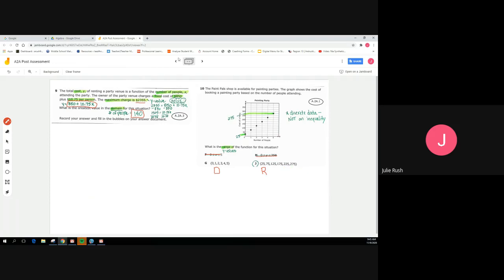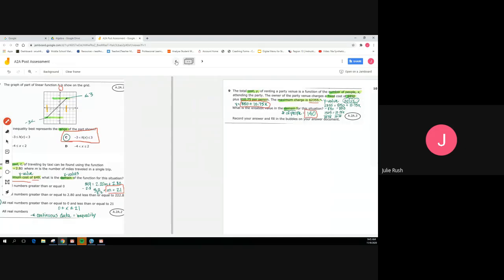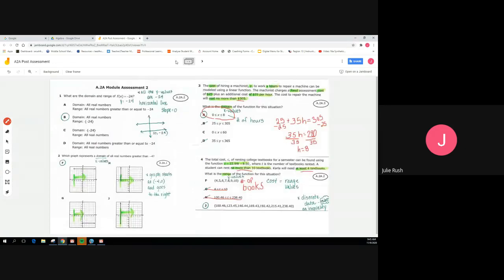And so those are the answers to our post-assessment for A2A. I hope you did well and learned from your mistakes so that you can do well on the EOC test in December.